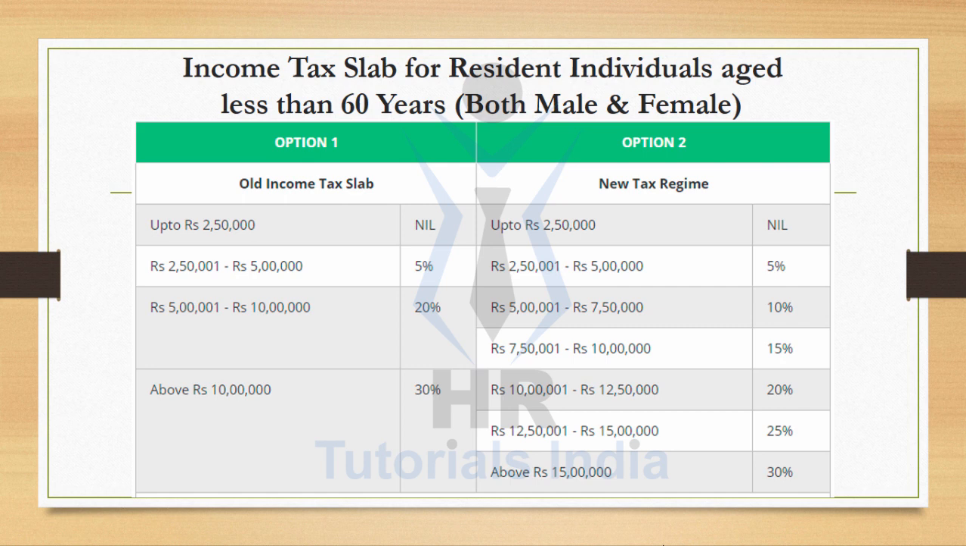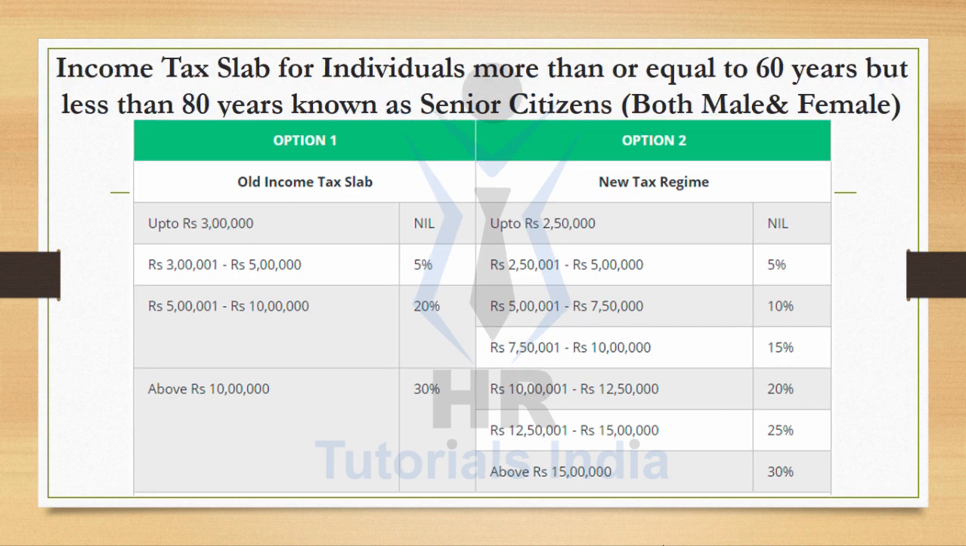So depending upon the requirement of each individual, each person can opt for the new tax regime or the old tax slab, whichever is favorable for each individual depending upon the income generated for the specific financial year 2021-22.